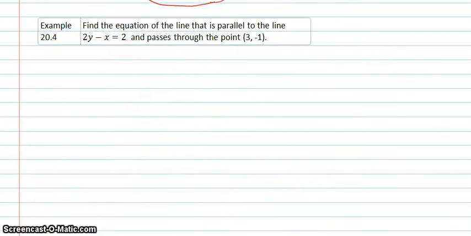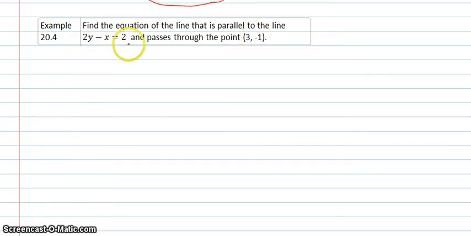Our last example in lesson 20 is finding the equation of the line that is parallel to another line. So in this example, we're given the equation 2y minus x equals 2, and we're told that the line that is parallel to it passes through the point 3, negative 1.